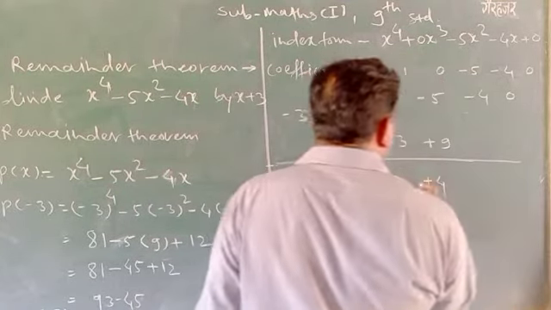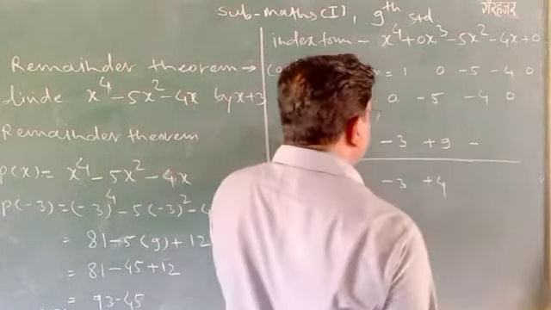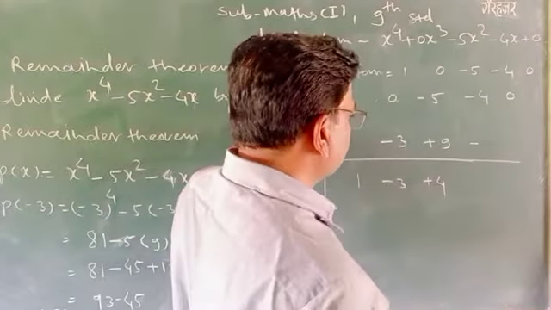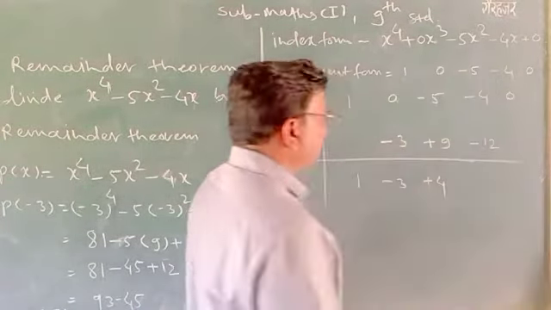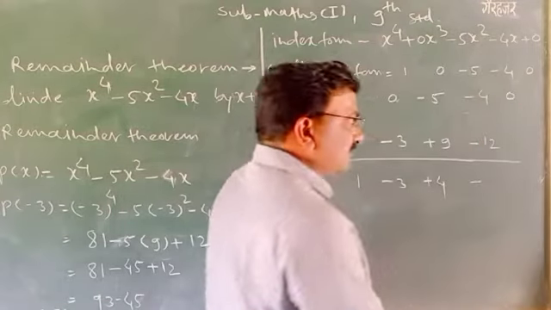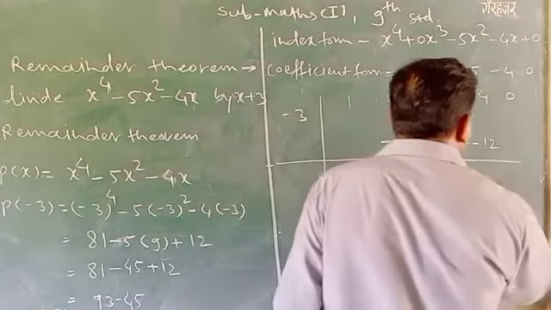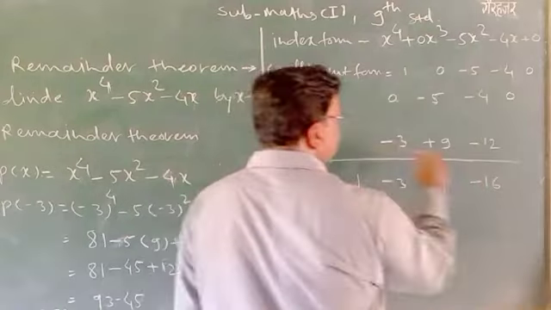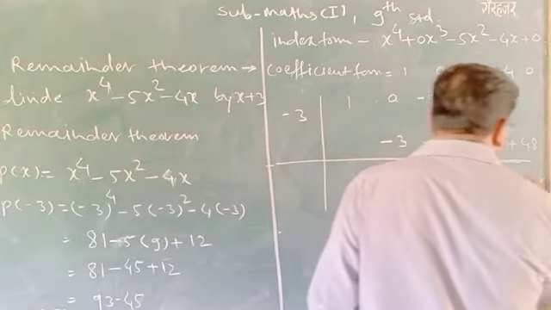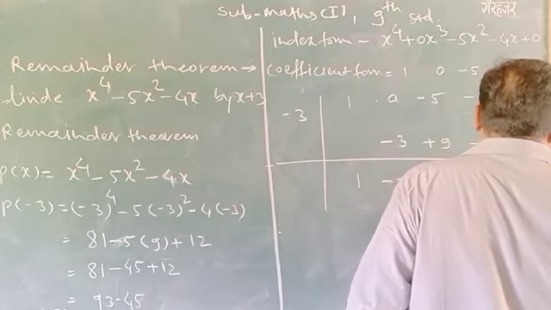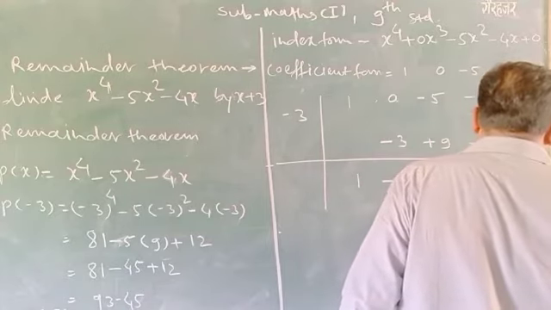Then again minus plus minus. 3 4s are 12. Then minus 4 plus 12, minus 16 with the sign of the bigger number. Then minus plus, 3 16s are 48. 0 plus 48 is 48. Your remainder is 48.